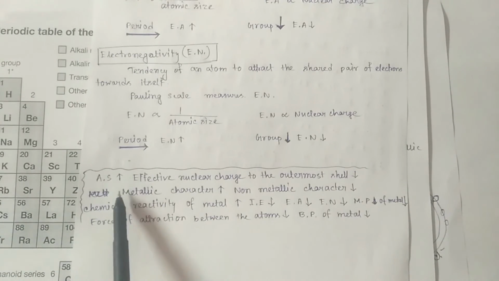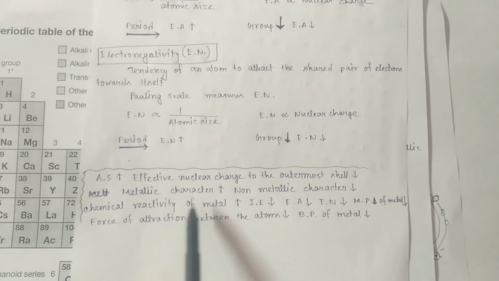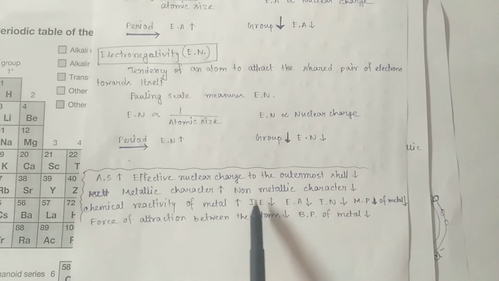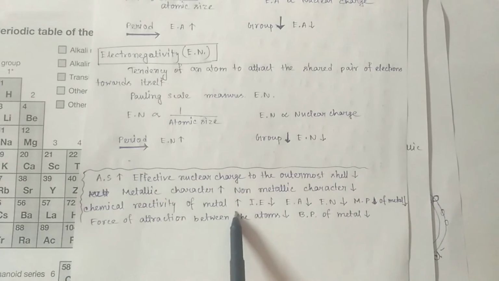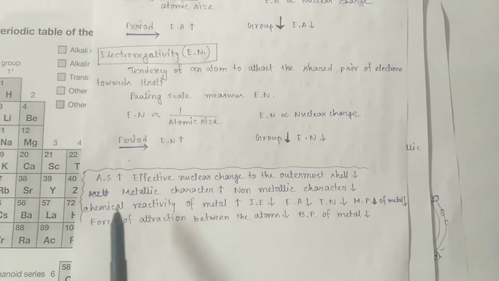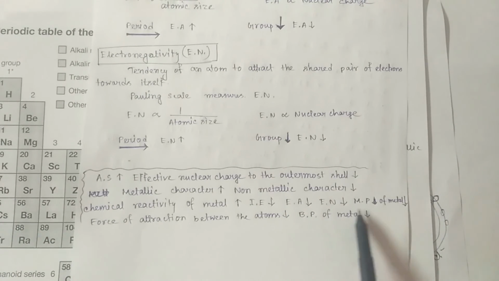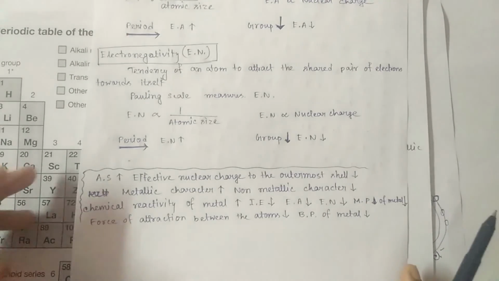So to summarize: atomic size increases, effective nuclear charge on the outermost shell decreases, metallic character, that is the tendency to lose electrons, increases, non-metallic character is reduced, chemical reactivity of metals increases, ionization enthalpy is reduced. I explained earlier that electron gain enthalpy is reducing, electronegativity reduced, the melting point of metals reduced as the force of attraction between the atoms reduced, and the boiling point of metals also reduced.